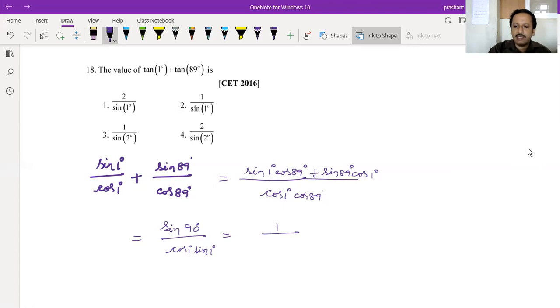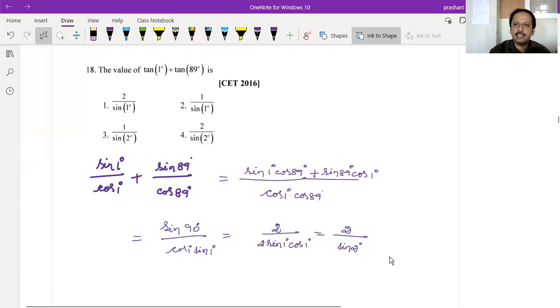In the denominator, I'll multiply and divide by 2. So 2 into sine 1 degree into cos 1 degree. Since I have multiplied the denominator by 2, I have to multiply the numerator also by 2. Denominator 2 sine 1 degree into cos 1 degree, which is 2 sine theta cos theta, is equal to sine 2 theta. That will give you sine 2 degree. So the answer is 2 by sine 2 degree.